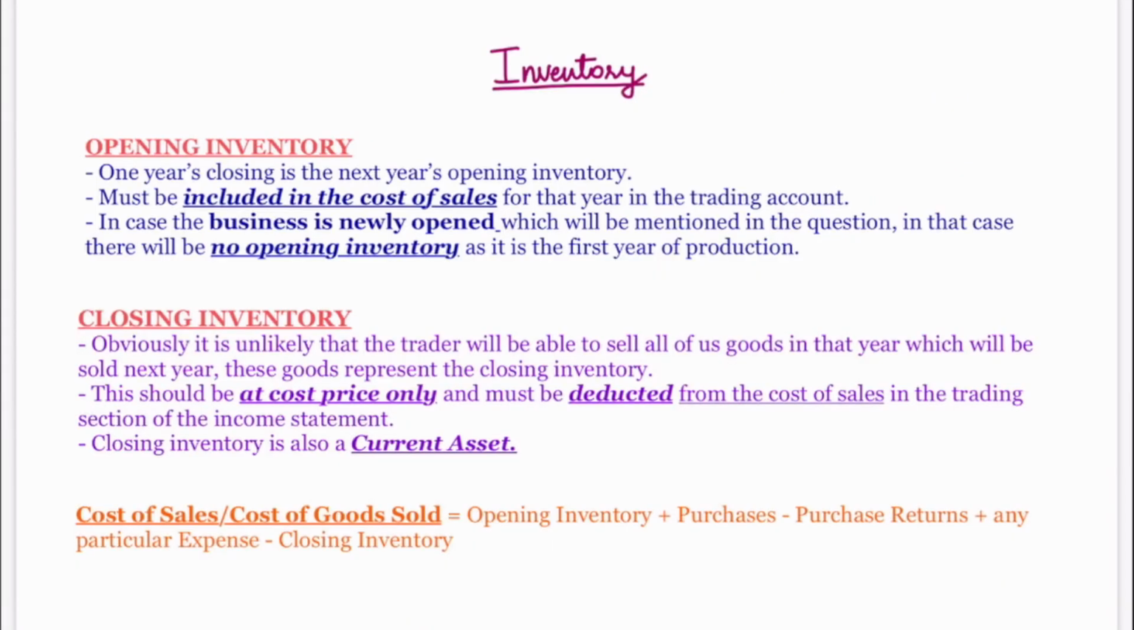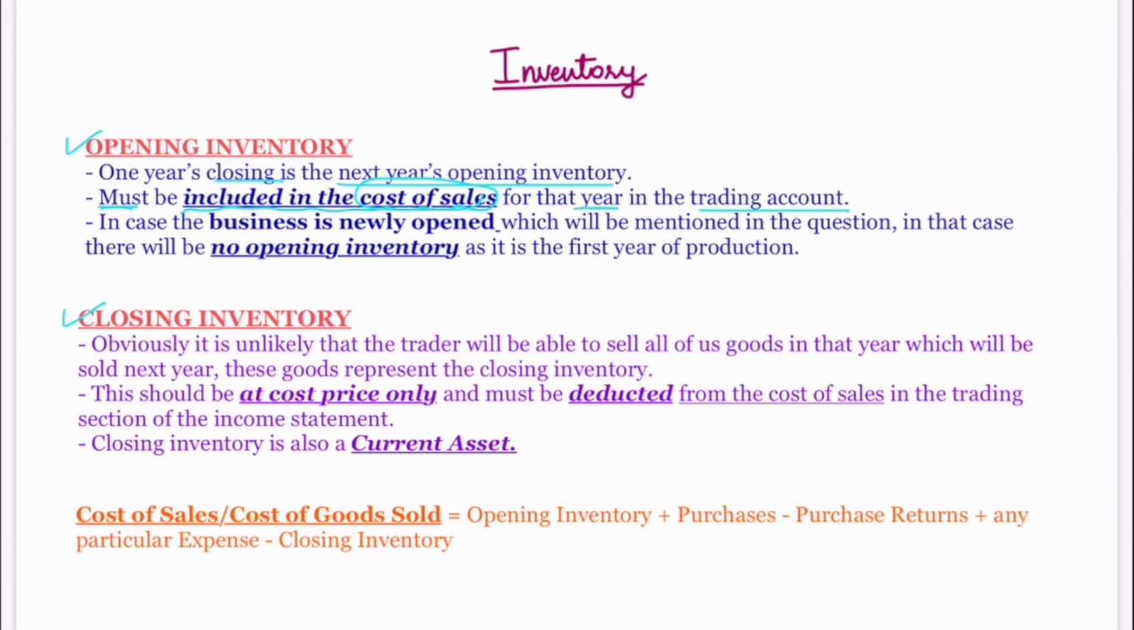Now let's see the last small part, that is inventory. Inventory is of two types, opening and closing. Opening inventory: one year's closing is the next year's opening inventory. Easy. Now the opening inventory must be included in the cost of sales for that year in the trading account, as we saw in the format also.